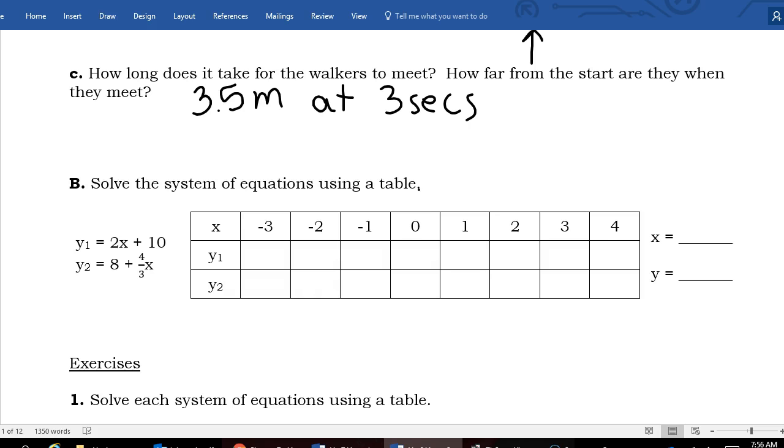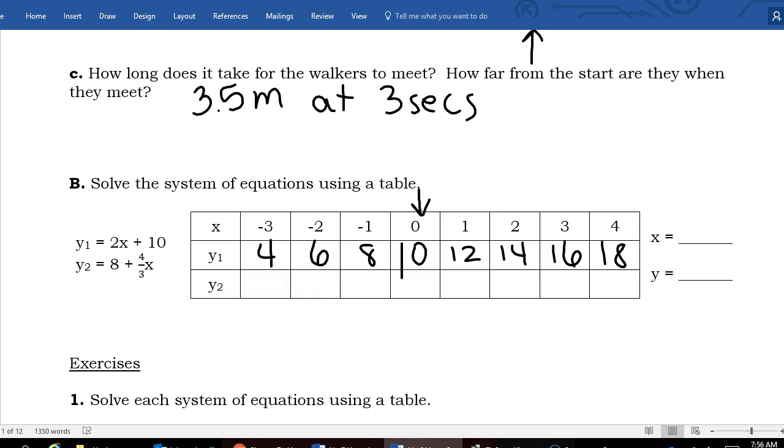Starting values always go where the 0 is. So my starting value for my y1 equation is going to be 10. My rate of change is 2. That means as I go to the right, I'm going to add 2, add 2, add 2, and add 2. As I go to the left, I'll do the opposite. I'll subtract 2, and subtract 2.